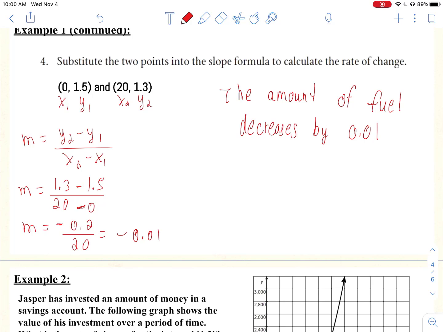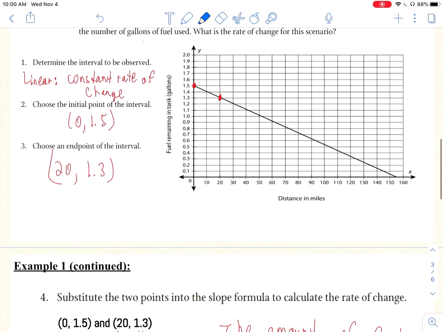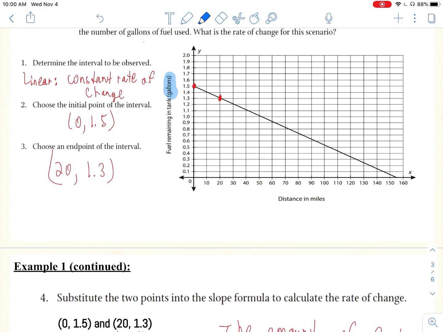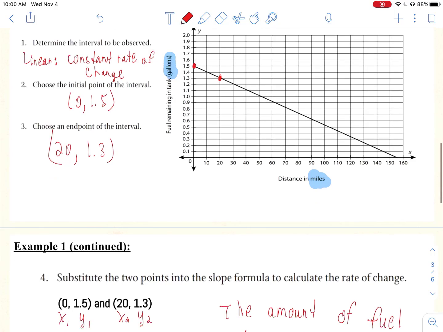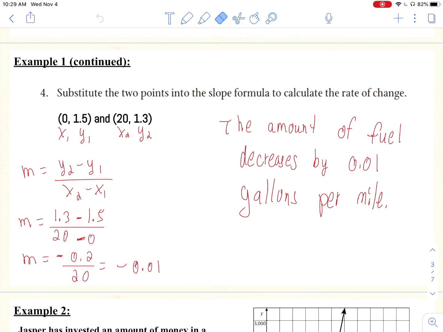And then by 0.01, what? Well, remember, our rate of change is our change in y over our change in x. So what I like to do is I like to go to my labels here. So we're talking about gallons per mile. Of fuel decreases by 0.01 gallons per mile.